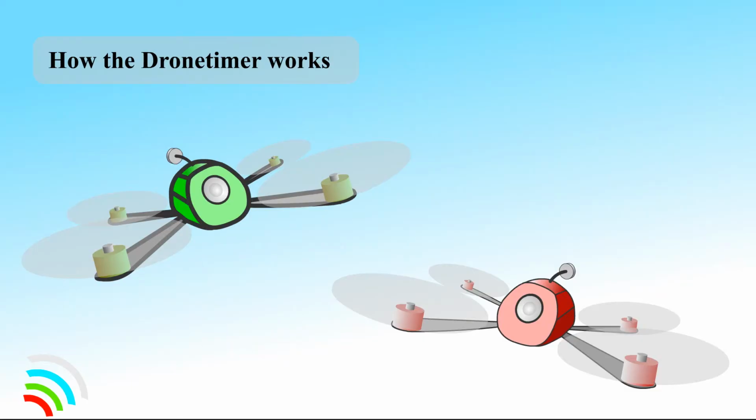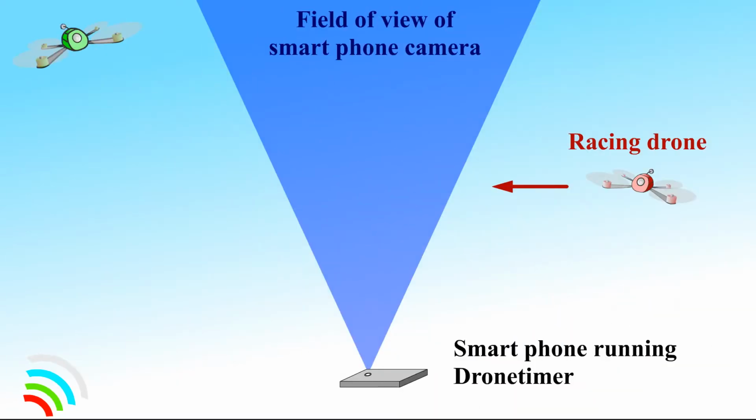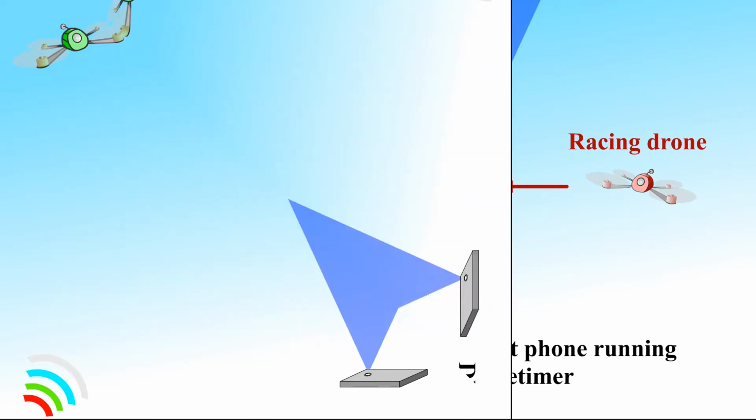Now, let's get into a short introduction of how the Dronetimer works. First of all, how does the Dronetimer actually detect the drone? The detection is done based on the camera of the smartphone. You can see here our little drones, the field of view of the camera marked in the darker blue area, and our smartphone. In this scenario, the smartphone is lying on the ground and looking towards the sky or ceiling.